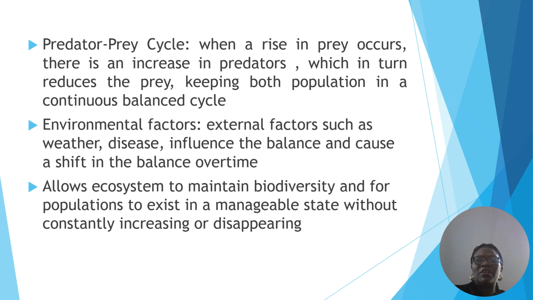Now we have what we refer to as a predator-prey cycle. We know predator means organisms that prey on another organism, and the prey is the organism that is being eaten up by another organism. When there is a rise in prey, there's always an increase in the predator, which in turn will cause a reduction in the prey, keeping both populations in a continuous balanced cycle.